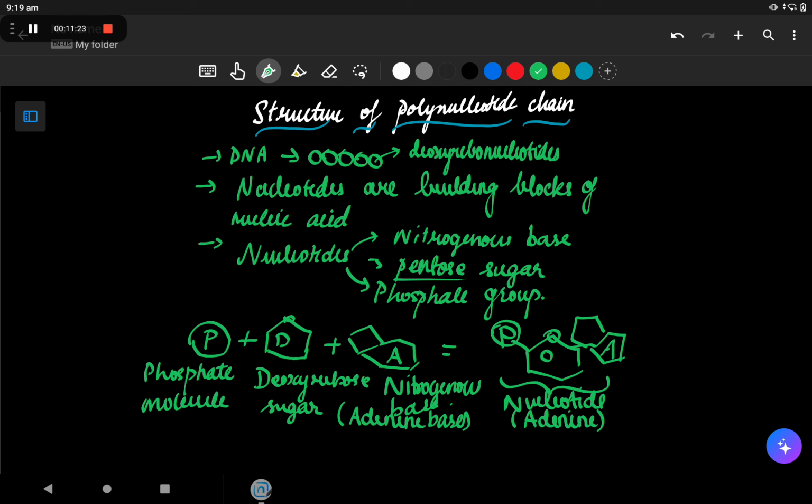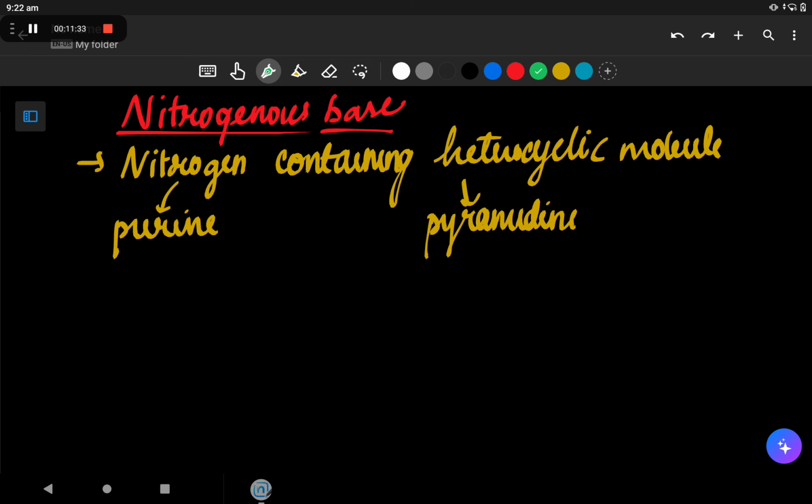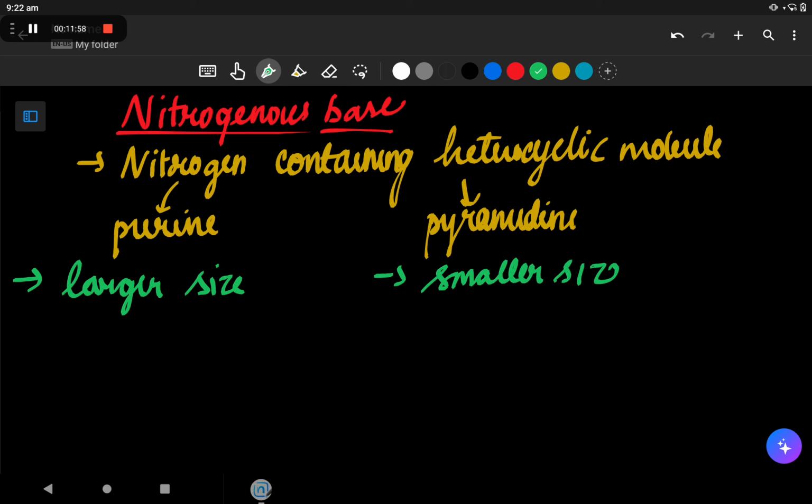Coming to the next point, we have nitrogenous base. Nitrogenous bases are simply nitrogen containing heterocyclic molecules. There are two different types of nitrogenous base, purine and pyrimidine. First, let's differentiate what is purine and what is pyrimidine. Purine is basically a larger size nitrogen containing biomolecule, larger in size. Pyrimidine is smaller in size. It is the first differentiation.